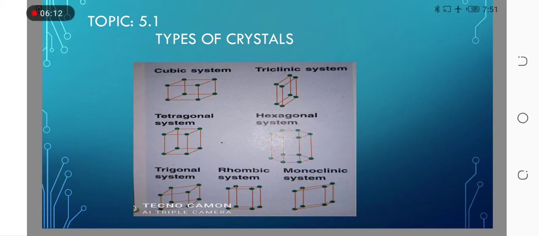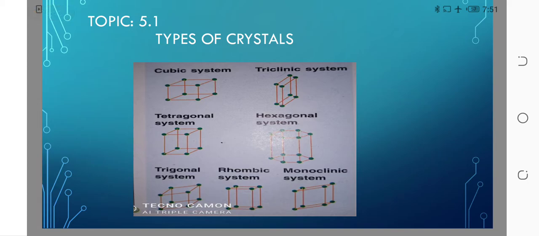And now come towards trigonal system. Trigonal system also contains a system in which tri means three sides. So three sides are of equal length and one side is unequal. So that is why this system of crystal is known as trigonal system.